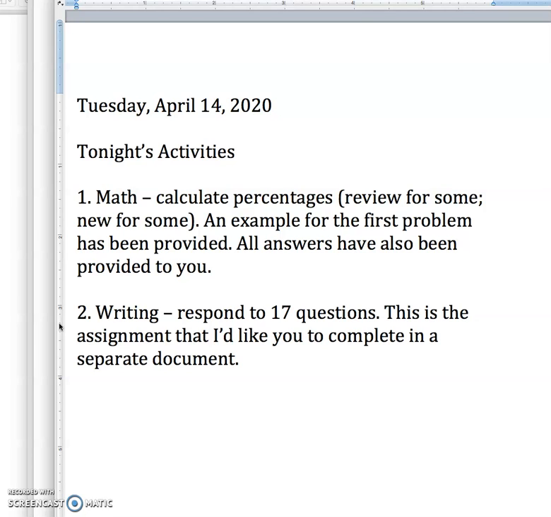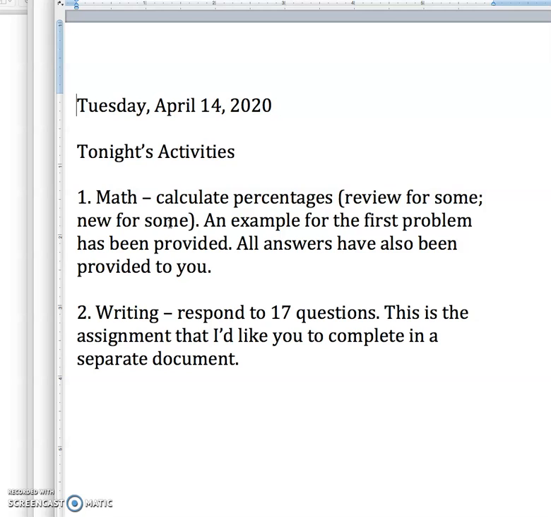Tonight's class, we're going to do two different activities. First one's going to be a math assignment. We're going to calculate percentages. So for some of you, this will be a review. For others, this is going to be new. I do have an example as the first problem, and I'm going to walk you through the first example, and then I have all of the answers done at the end, so you can check your answers and see how you did.